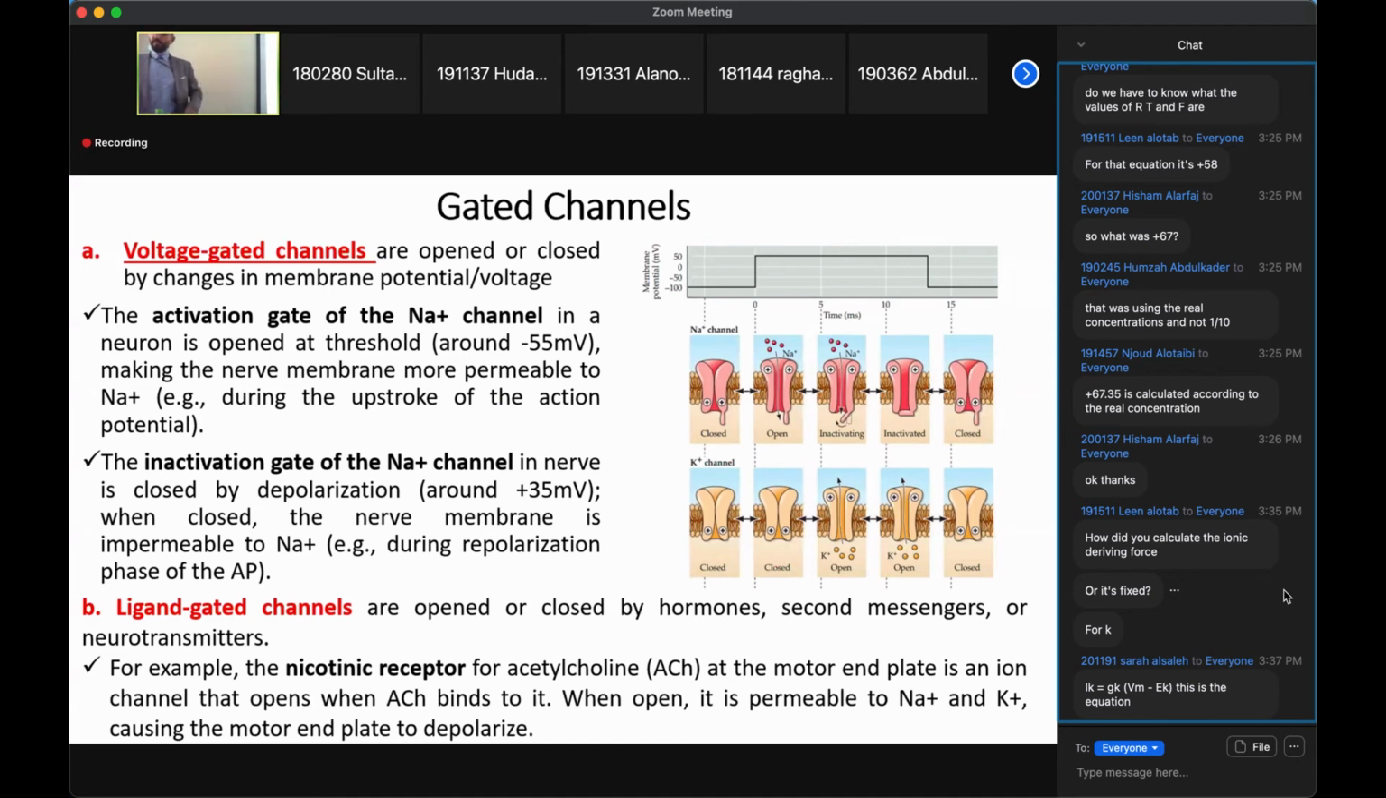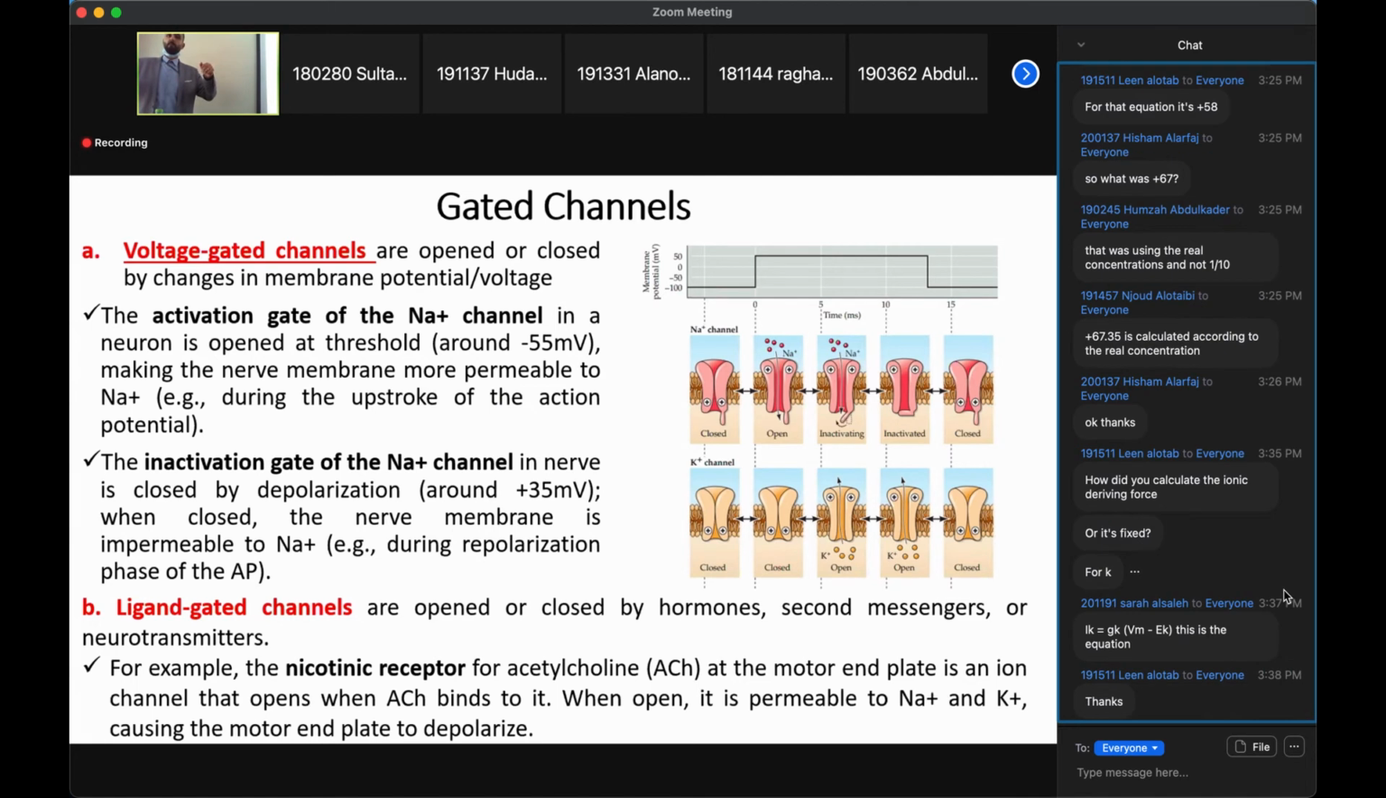So the difference is that the ligand-gated channels require the binding of neurotransmitters, whereas the voltage-gated channels are sensitive to changes of the membrane voltage. Is this clear? Any questions so far?